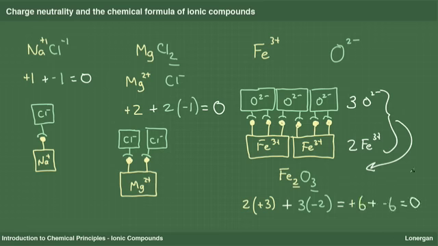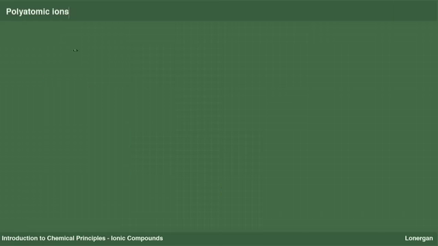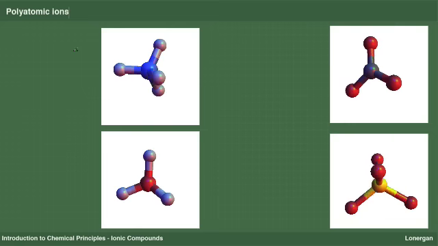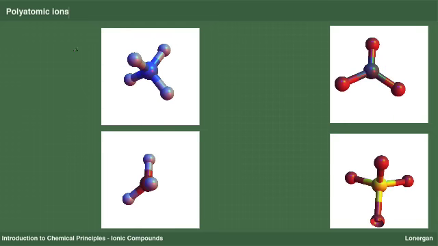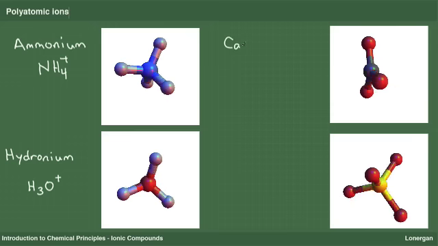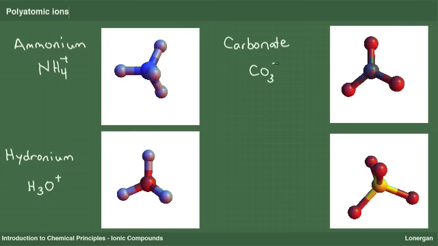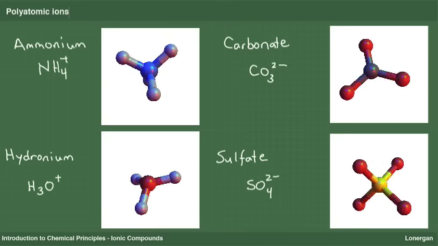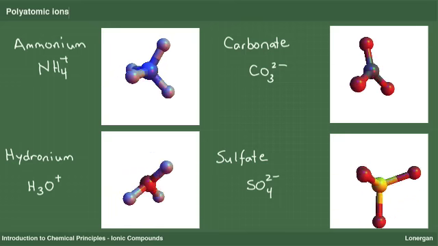The ions we have discussed up to now are all single atoms. There are many ions that consist of atoms of more than one element covalently bound together. These are called polyatomic ions. The structures of 4 common polyatomic ions are shown. They are the ammonium cation, NH4+, the hydronium cation, H3O+, the carbonate anion, CO3 2-, and the sulfate anion, SO4 2-. Parentheses are very important in writing the chemical formula of ionic compounds containing polyatomic ions.